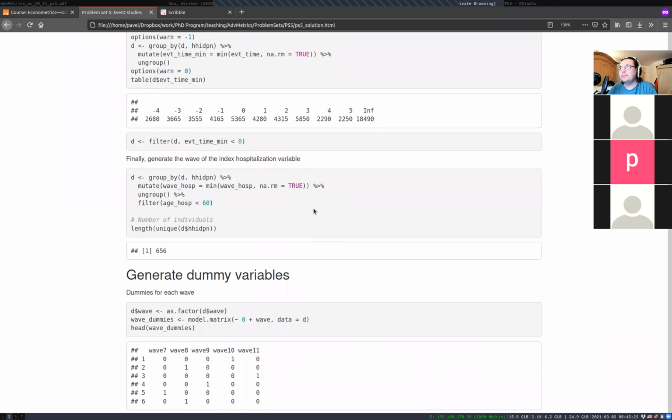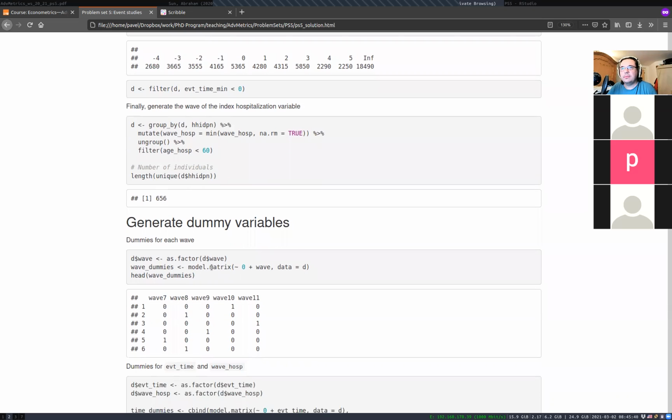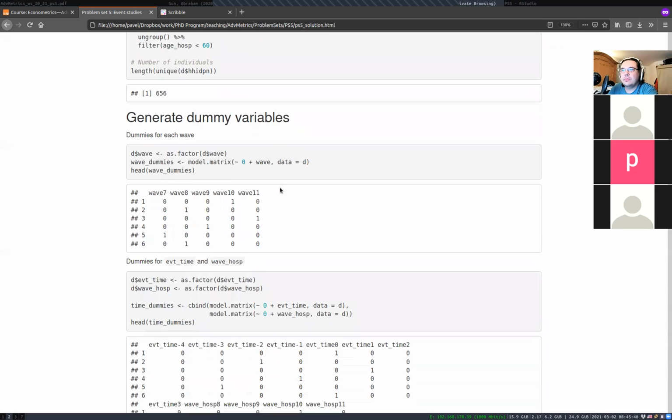Yeah, so in our calculations, we're going to use a lot of dummies. Namely, we have cohort dummies and we have these time dummies, or DLs, right? And we also have wave dummies or time dummies. We're going to use them later in the regressions, but let's generate them now.